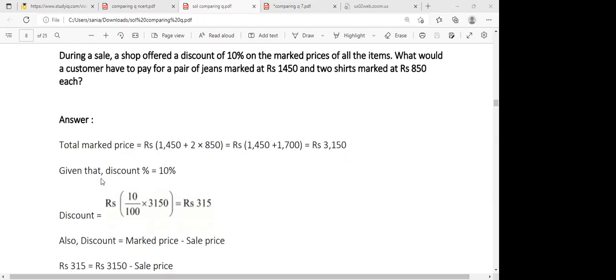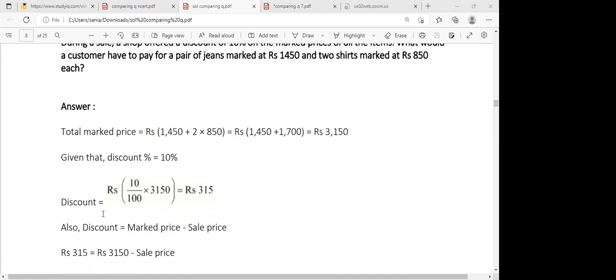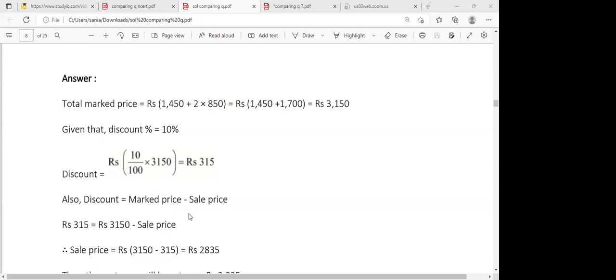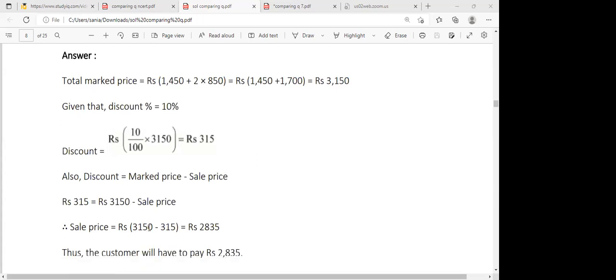Clear, Swar? Now, he is getting 10% discount on this. So 10 upon 100 multiplied by this. Yes. So he got 315 discount. After the discount, how are you going to find the sale price? Marked price minus discount. What is your marked price? 3150. And what is your discount? You already know it. The sale price is 3150 minus 315. Clear? And you got 2835.